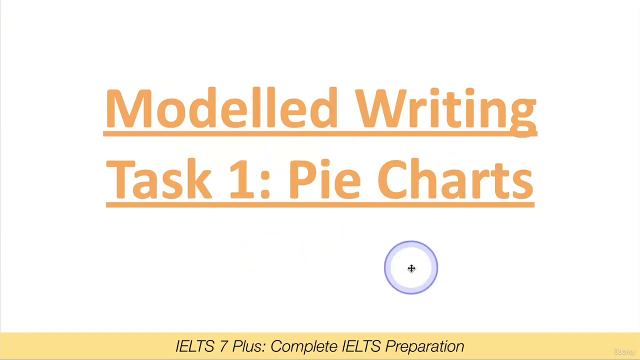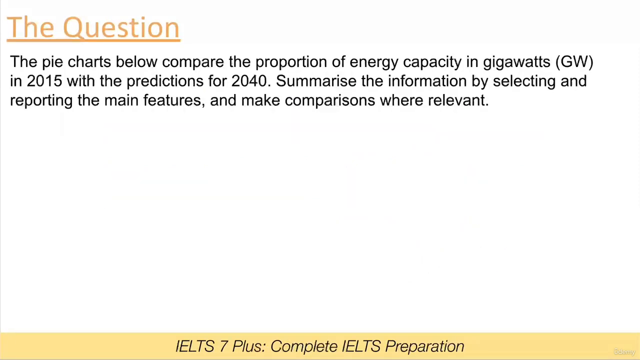Okay, let's go to our next task, and this is going to look at pie charts. The pie charts below compare the proportion of energy capacity in gigawatts, GW, in 2015 with the predictions for 2040. Summarize the information by selecting and reporting the main features and make comparisons where relevant.